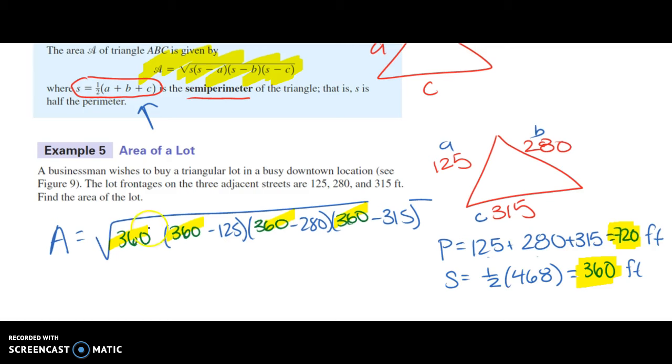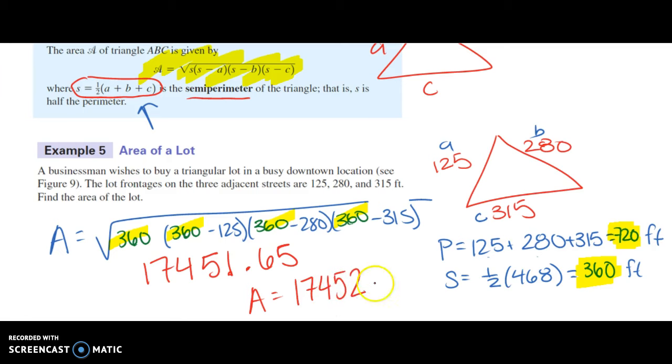When I type that in my calculator and take the square root, I get 17,451.65-ish. And so the area of this lot is approximately 17,452. My unit was feet, but it's area, so that's feet squared. And that's your final answer. Okay. Sorry for that mistake there, but other than that, plugging in is pretty easy.